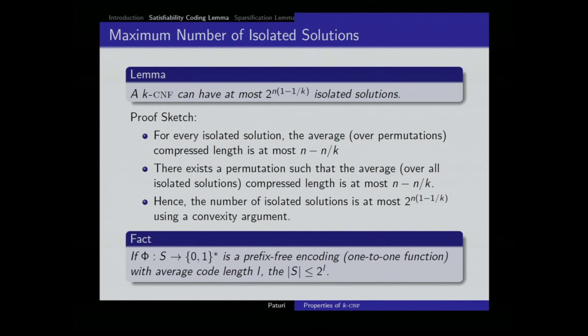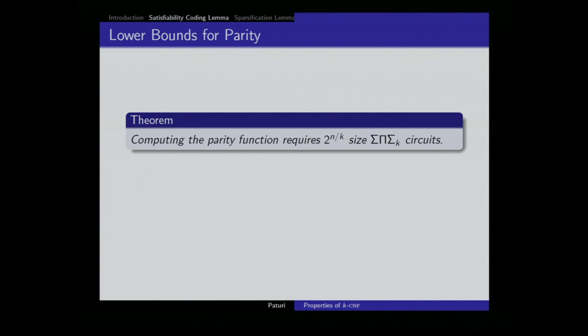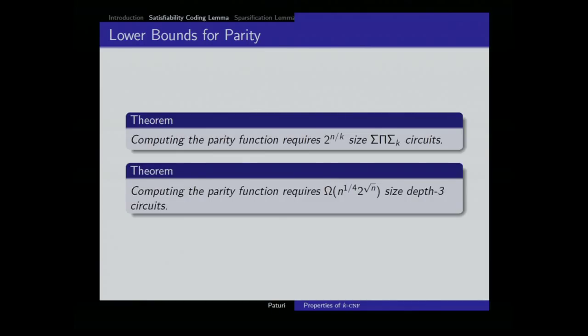So by using a simple argument, a kind of prefix-free encoding argument, we show the bound on the number of solutions. What we have shown is that there is a permutation that maps isolated solutions to compressed strings, such that the average length is 1 minus 1 over k times n, and so we can use this fact to argue that the total number of solutions is at most 2 to the n times 1 minus 1 over k. So that's basically the satisfiability coding lemma.